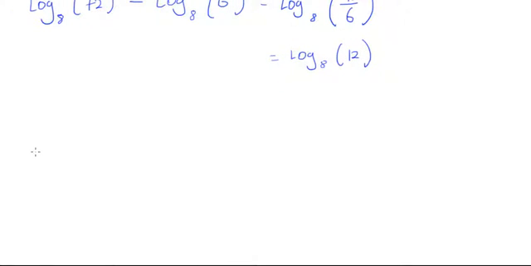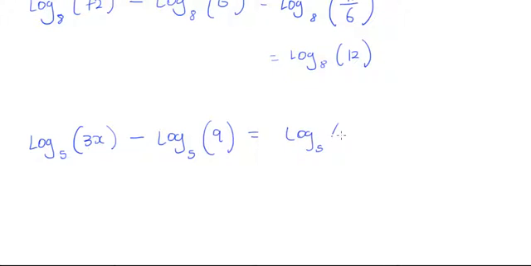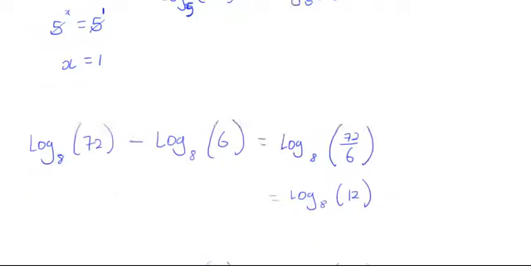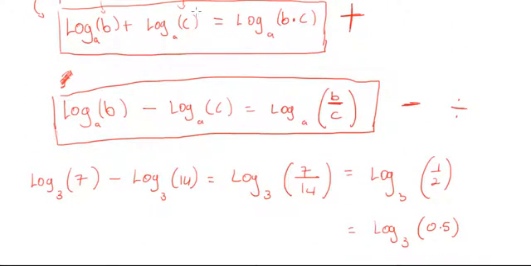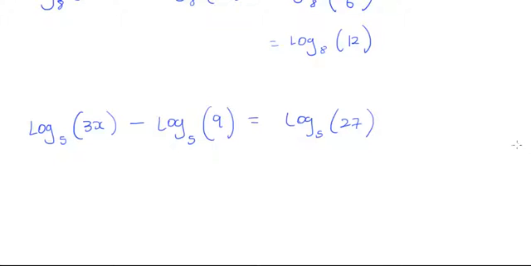How about that? Let's say I had log to the base 5 of 3x minus log to the base 5 of, let's say, 9, is equal to log to the base 5 of, how about maybe 27, if I may. Okay. Oh, by the way, let me point this out. Notice, just like in the first logarithmic law, they're all to the same base. And so it is in the second logarithmic law. They have to be to the same base. Please don't forget that. Okay?